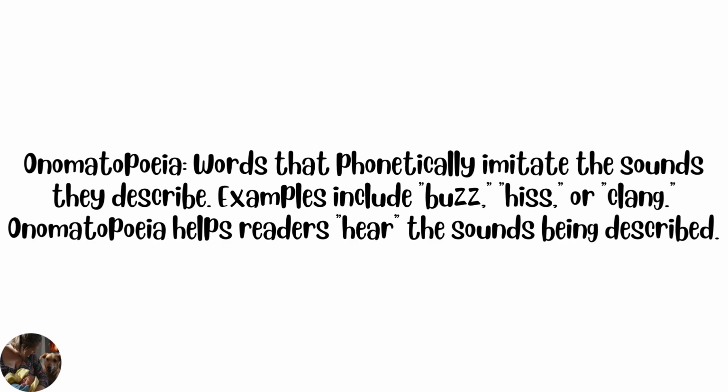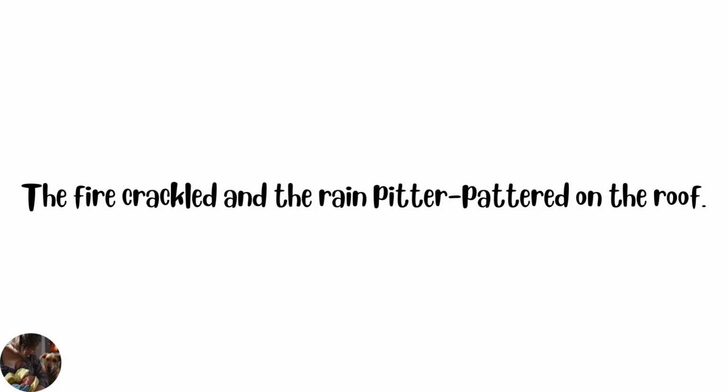And onomatopoeia is words that phonetically imitate, so the way that you say them imitates the sound they describe. So, for example, buzz, hiss, clang. Onomatopoeia helps readers hear the sounds that are being described. So an example of a sentence using onomatopoeia is: the fire crackled and the rain pitter-pattered on the roof. So the crackle and the pitter-patter there.